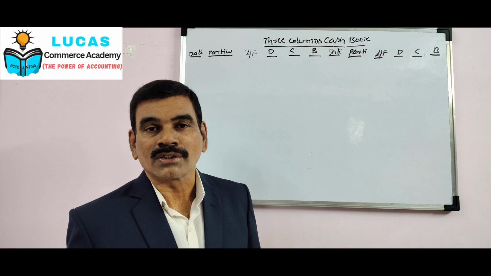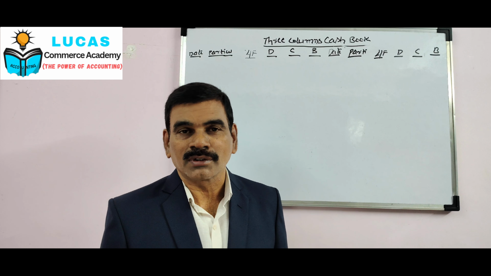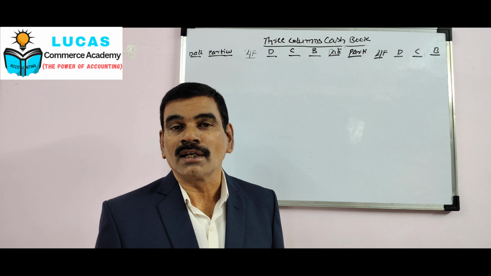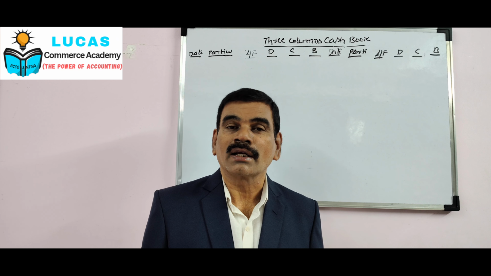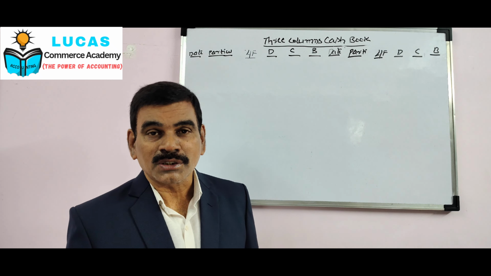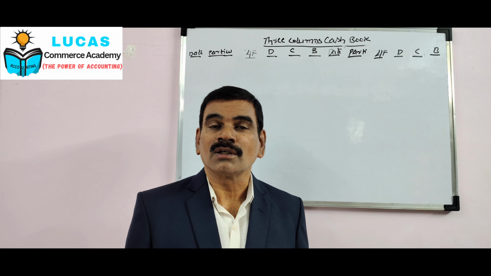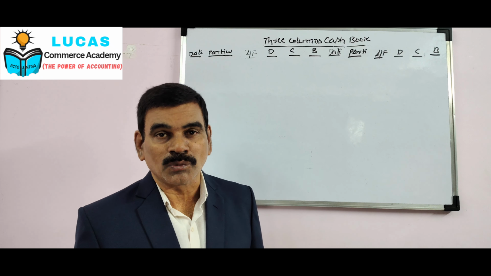Then come to classification of cash book. Cash book can be classified into four types. Number one, simple or single column cash book. Number two, two columns cash book, or cash book with discount and cash column. Next, three columns cash book, or cash book with discount, cash and bank column. And last one, fourth, petty cash book.